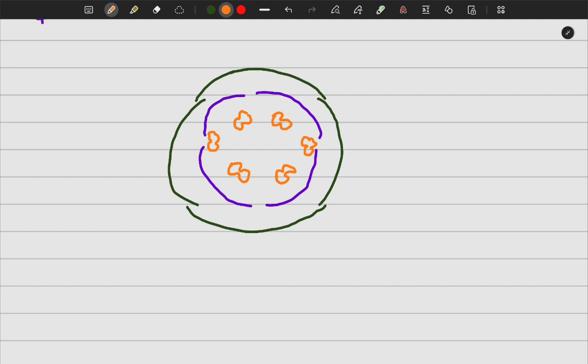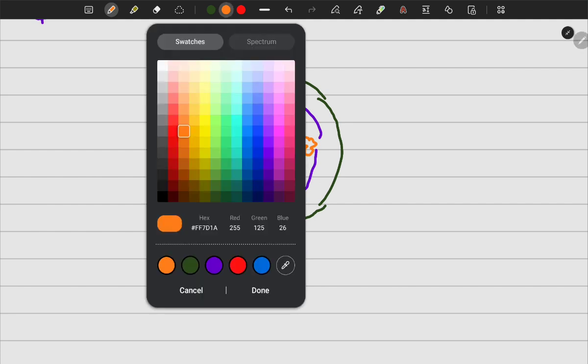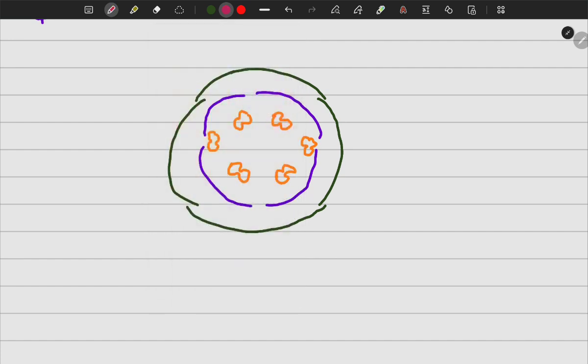We will write about this arrangement using the floral formula so that it will be more clear to you. After we are done with the androecium, we will draw the gynoecium. So the gynoecium of the mustard is somewhat like this.